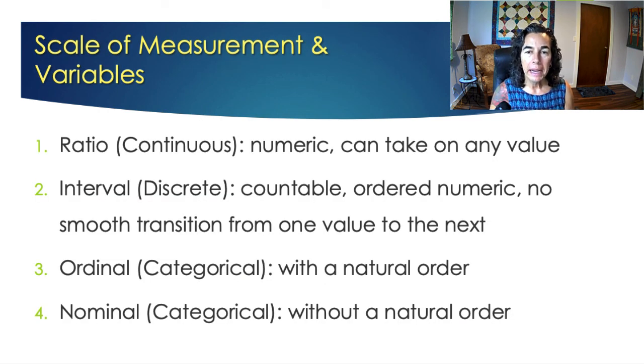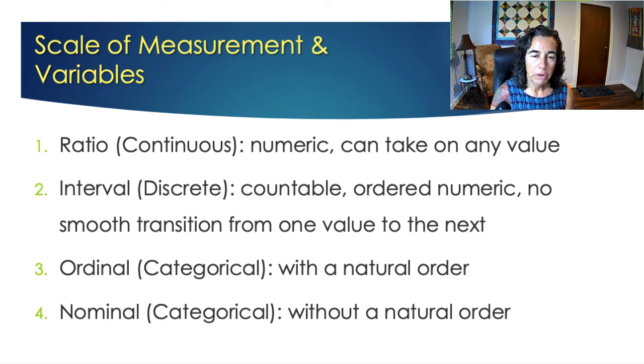When we're looking at surveys, ratio or continuous data is numeric and it can take any value. Interval is discrete, it's countable, it's ordered and numeric, and there's no smooth transition from one value to the next. So you're either a 1 or a 2 or a 3 or a 4, right? Ordinal has a natural order, and nominal does not have a natural order. It's just the naming of different categories.